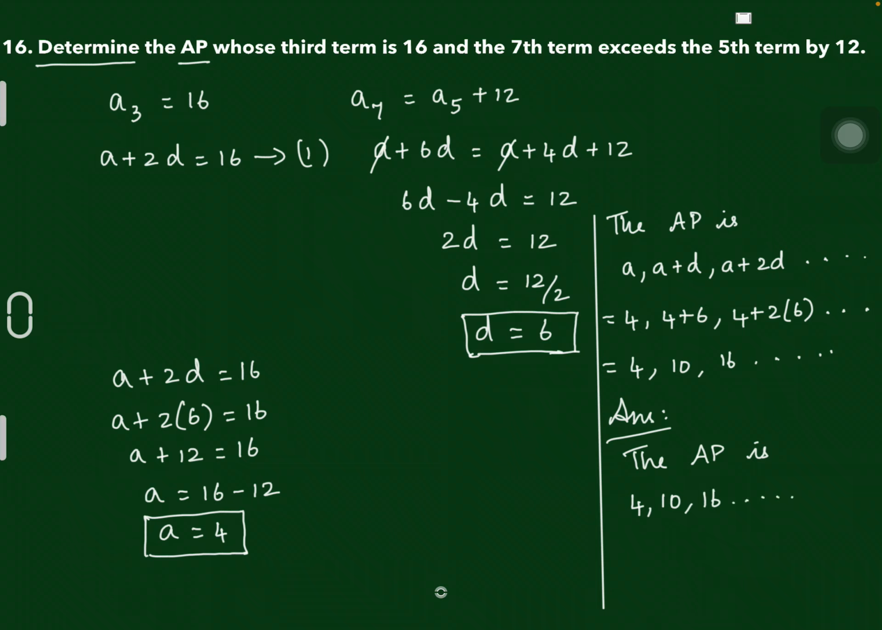So, the third term is given and the seventh term exceeds the fifth term by 12. From that we found the value of D, then substituted it in equation number 1 and found the value of A as 4. We use the general form of the AP, that is A, A plus D, A plus 2D. When we substitute the values of A and D, we get the AP as 4, 10, 16, etc.